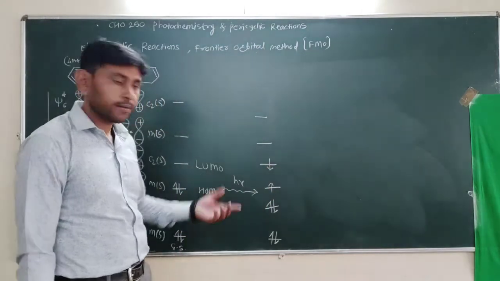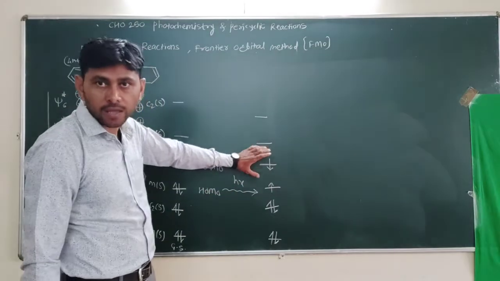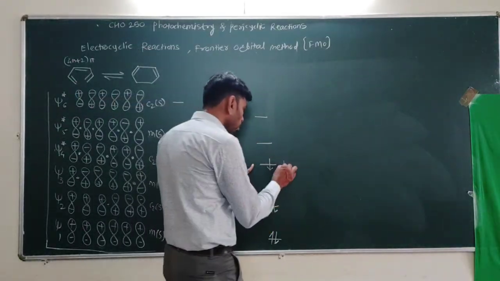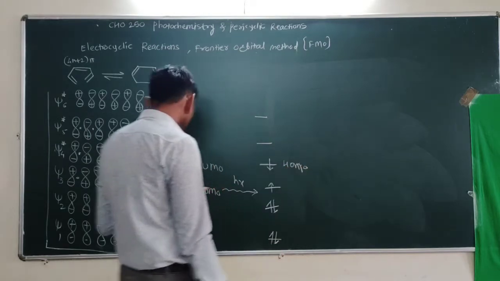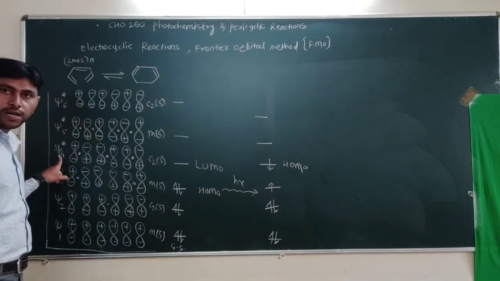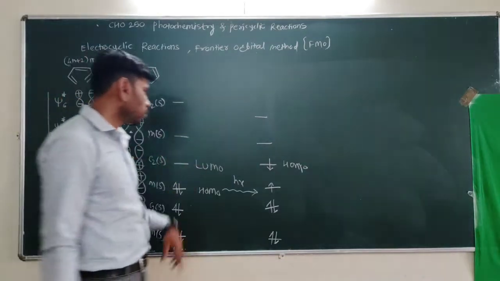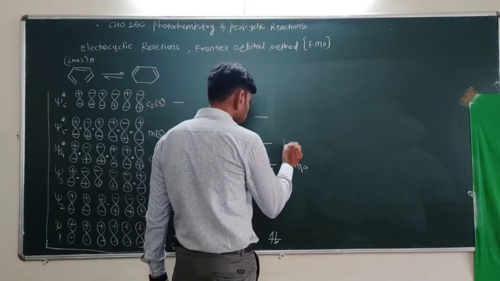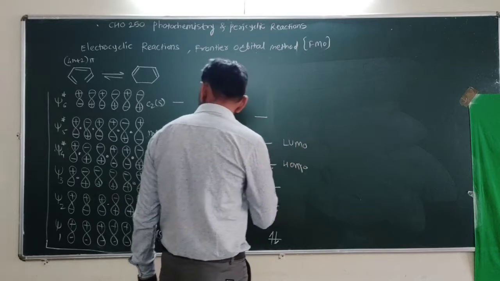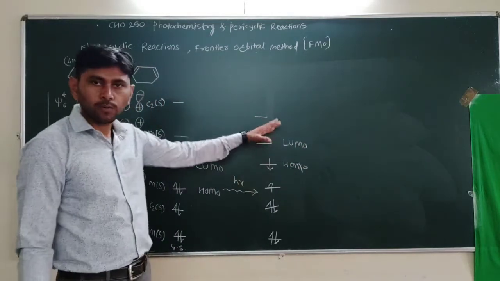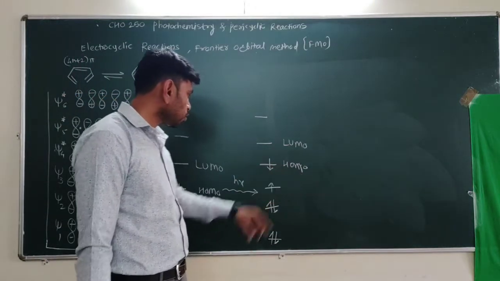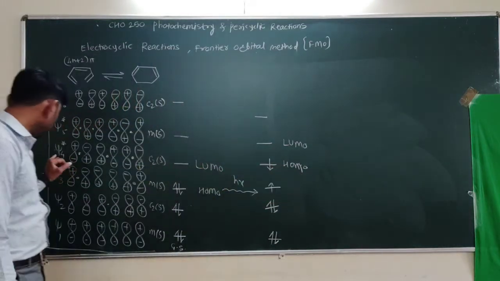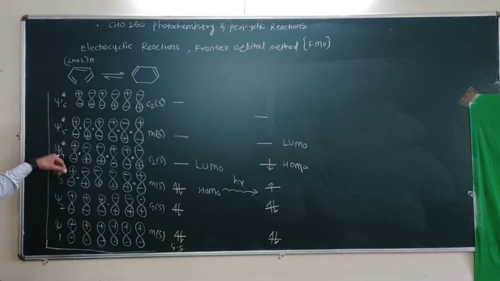Now which is occupied? This is the last occupied, the highest occupied. So this is HOMO now. HOMO is what? Psi4 star is HOMO, and the LUMO changes to Psi5 star. So this is another LUMO, and this is HOMO, the highest occupied molecular orbital. So Psi4 star is the highest occupied molecular orbital.